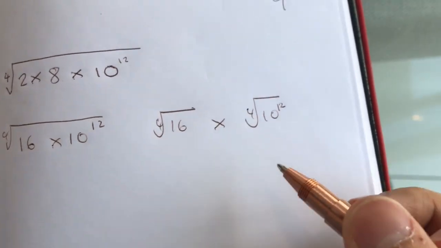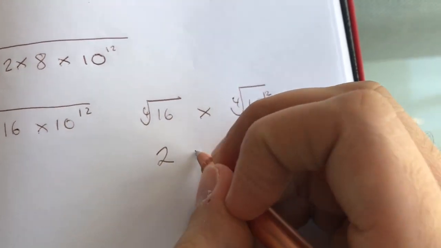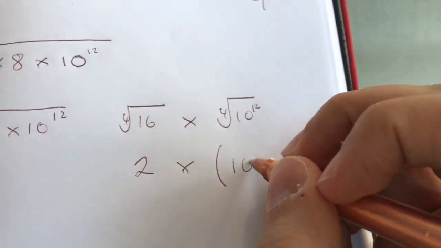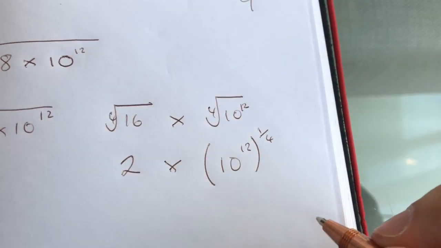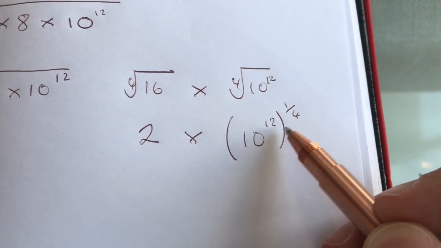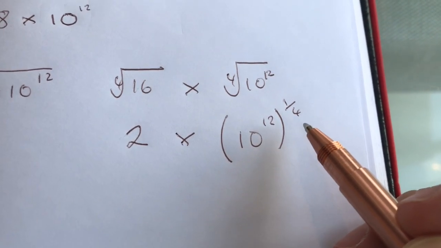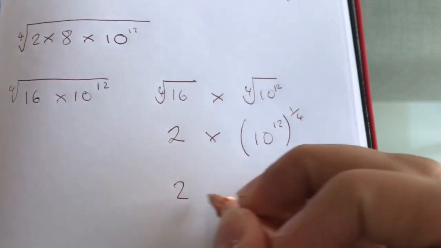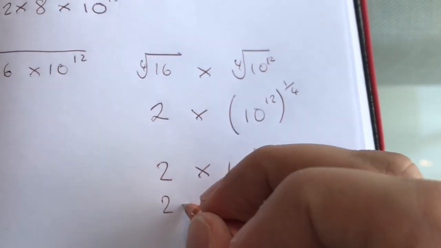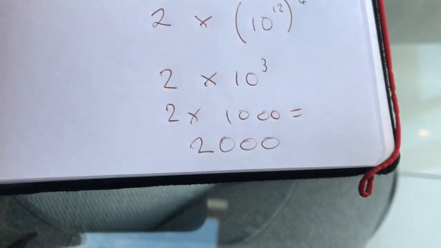Fourth root of 16, we just got to know that that's 2, because 2 times 2 times 2 times 2 is 16. And then the fourth root, if we reverse flower power, is the same as 10 to the 12 to the quarter. And if we remember our rules of indices here, powers either side of a bracket times 12 times a quarter. Well, that's the same as 12 divided by 4, which is 3. So the final answer should be 2 times 10 to the 3. 10 to the power of 3 is 1,000. 2 times 1,000 equals 2,000. Oh yeah.